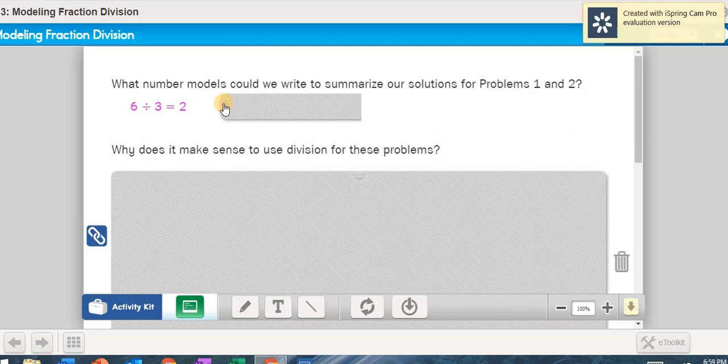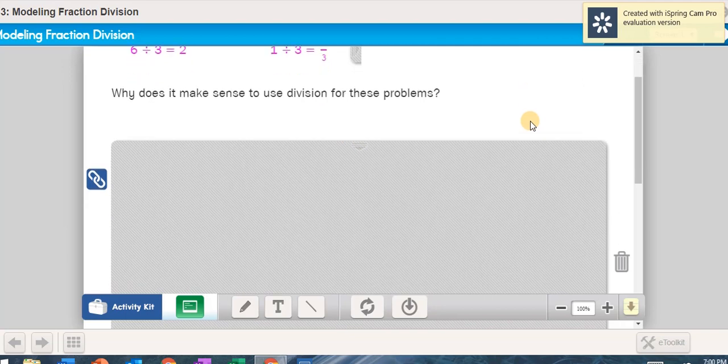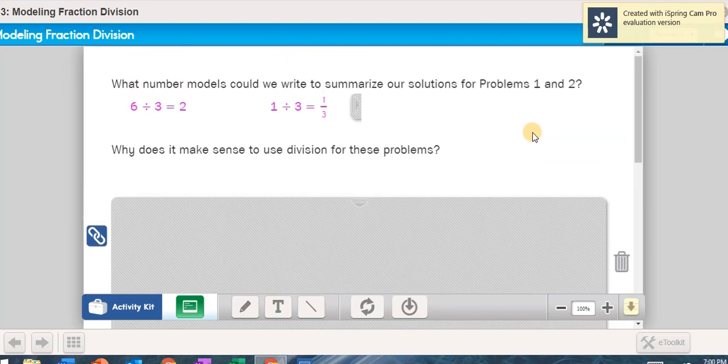Then that second question said a 1-meter rope is cut into 3 equal pieces. How long is each piece? Okay, so we still have a rope and we are still separating it. So 1 divided by 3 equals 1/3. Remember, we're starting with 1, therefore, if we're going to chop up or separate it, we're making it less than 1, right? Why does it make sense to use division for these problems? Hopefully my good mathematicians out there are saying, Mrs. Boyd, I know I have to use division because I'm making equal parts out of something, right? I'm dividing it up into equal parts or separating it into equal parts.